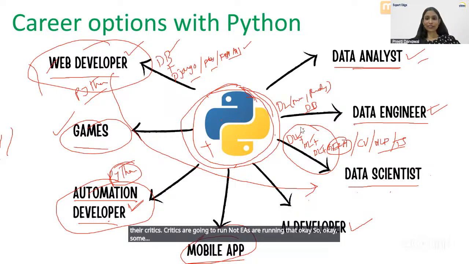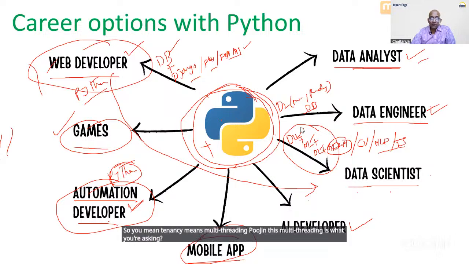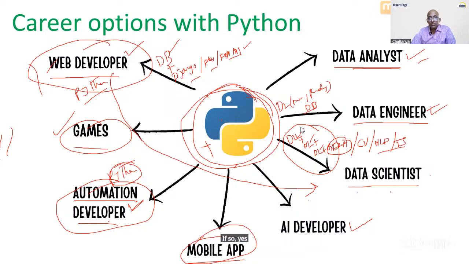Sir, actually, Pujan is asking two questions. Is React.js open source? React is purely open source. Yes, even Python is also purely open source. Another question he is asking is, is Python helpful in case of multi-tenancy? You mean multi-threading, Pujan? If so, yes, Python is going to be helpful there also. I already mentioned, whatever Java can do, Python can do. Simple.